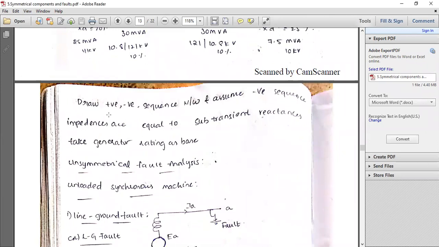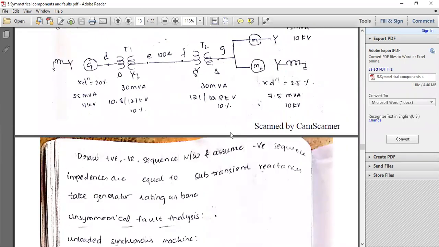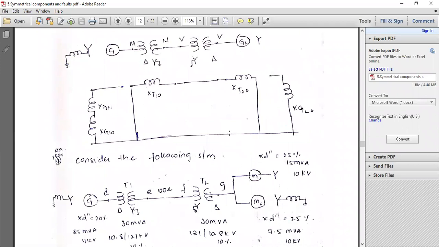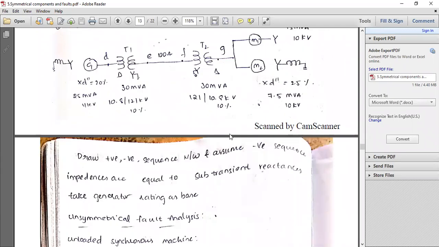Now you see here, draw the positive. The problem has not been completed yet. Draw the positive and negative sequence networks and assume the negative sequence impedances are equal to the subtransient reactances. Take the generator as the base voltage. This is a very important problem. You may definitely expect this problem in your examinations. Everything has been given.